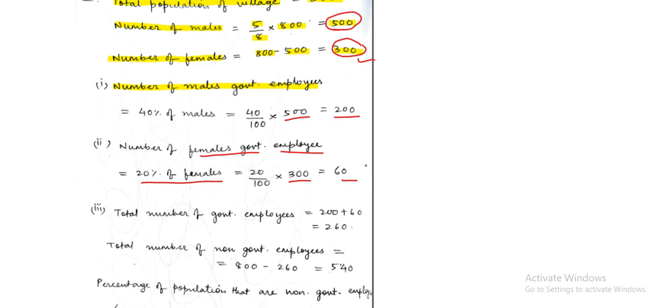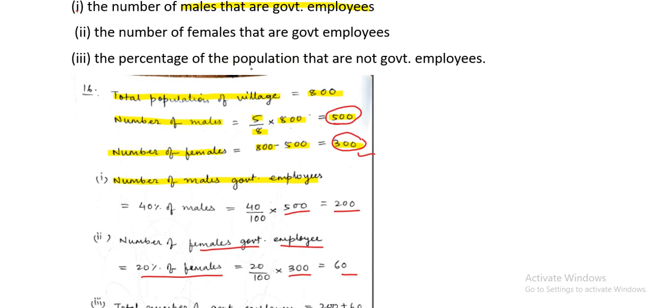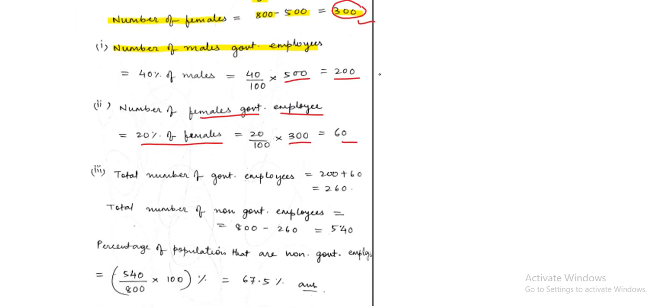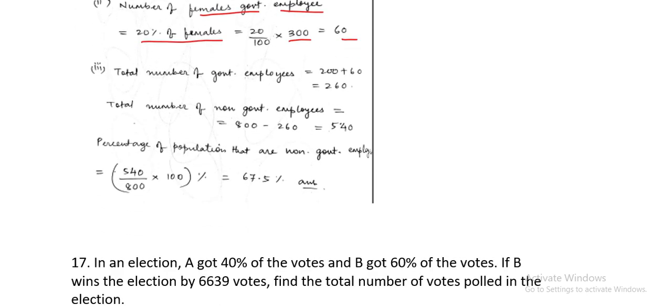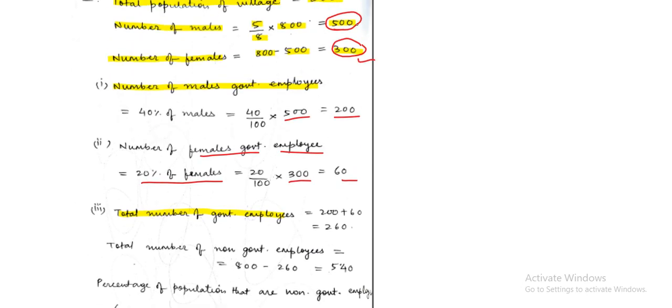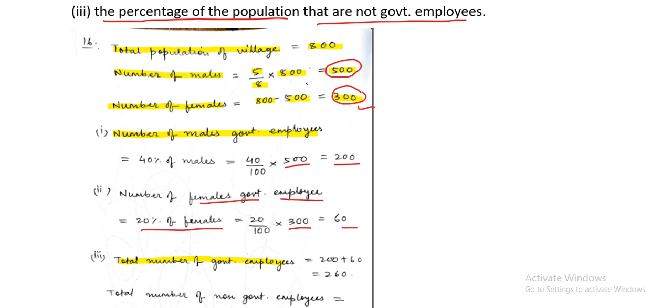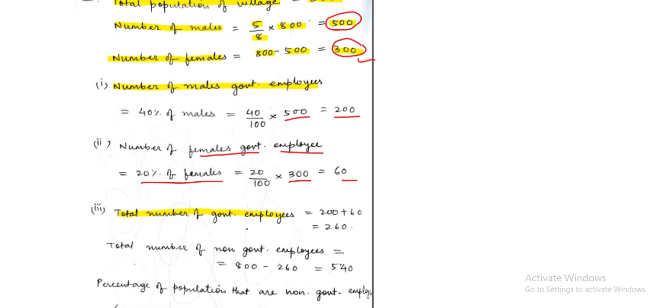Now in part 3 they are asking for the percentage of population that are non-government employees. That means they are not working in government jobs. So first you have to find the number of government employees. So we will write total number of government employees. You see the number of male government employees is 200 and the number of female government employees is 60. So total number of government employees is how much?